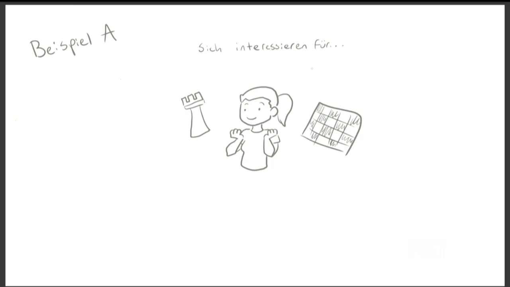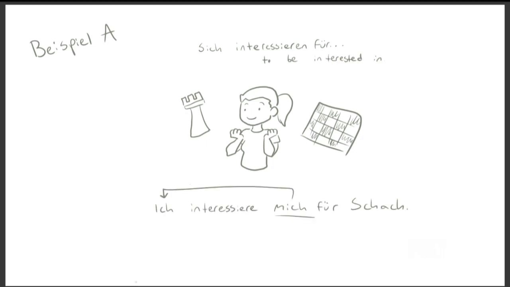Sich interessieren für. In English, you can say that a person is interested in something. In German, we have to say that a person interests himself or herself in something. Ich interessiere mich für Schach.